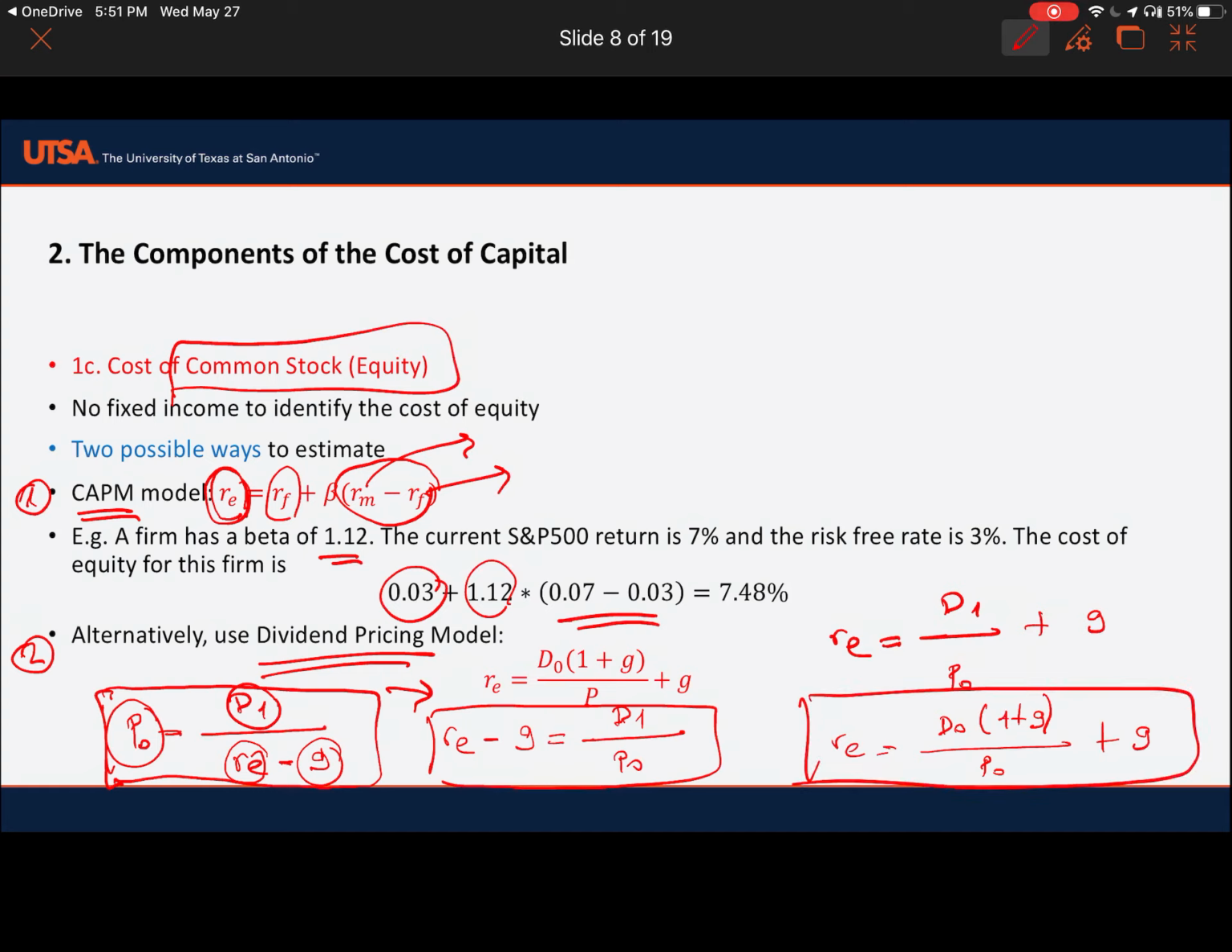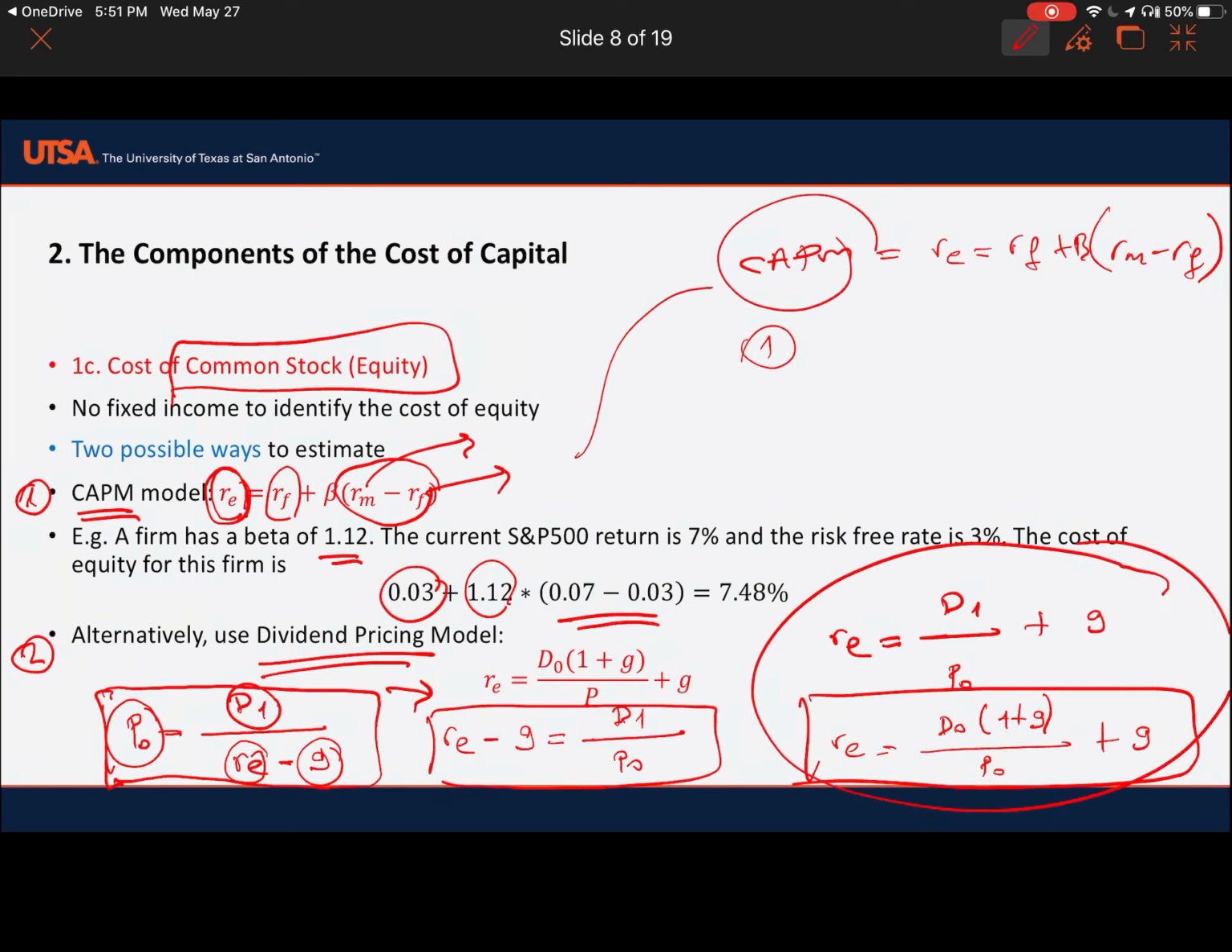So one way you can calculate the cost of common equity is by using the capital asset pricing model, where the cost of equity is the risk-free rate plus beta times the market return minus the risk-free rate. The other option is to use the dividend pricing model with this equation. This is the second way.